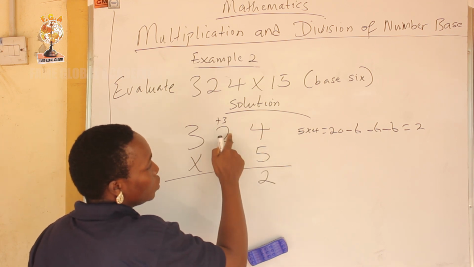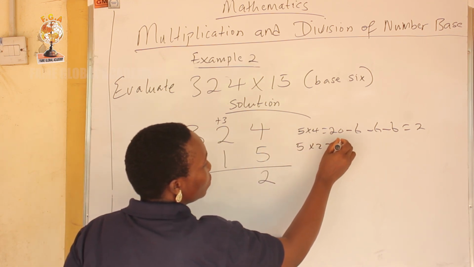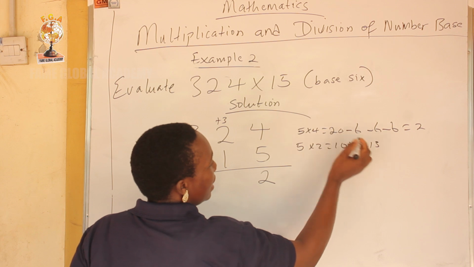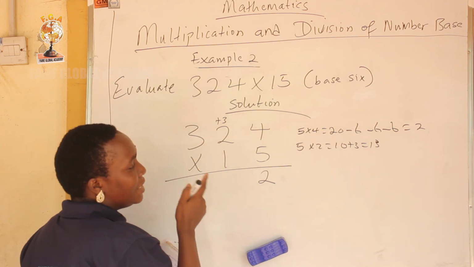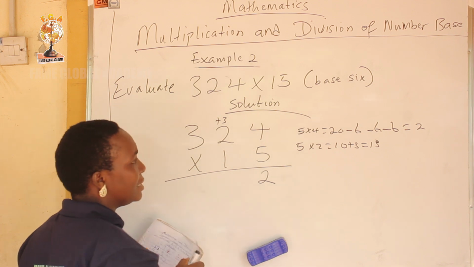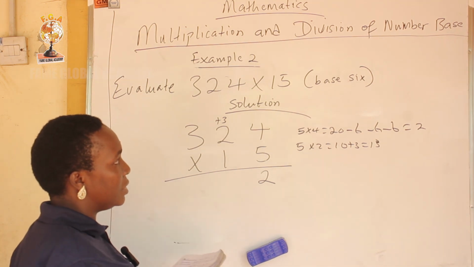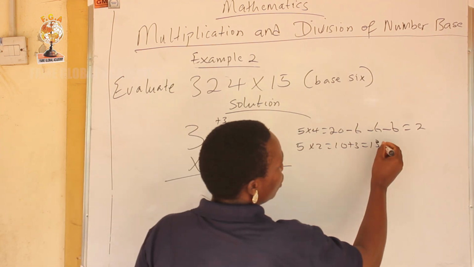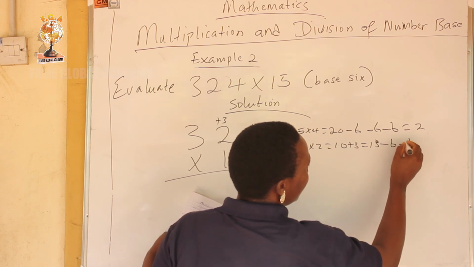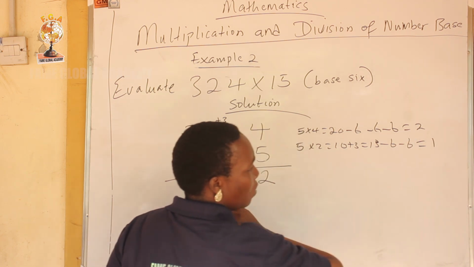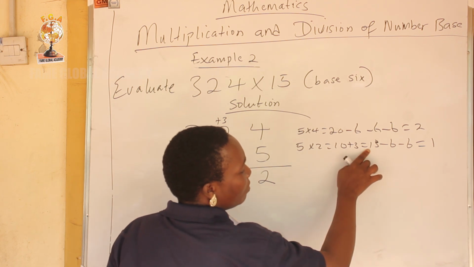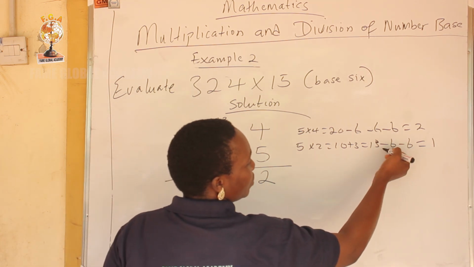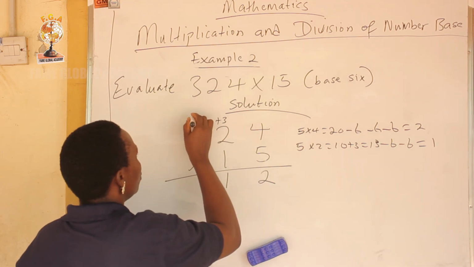This is 5 times 2. 5 times 2, the answer is what? 10. Plus this 3 that we added from the other one, that will give us 13. Now, how many times are we going to subtract 6, because we are working in base 6? I think twice, because if we subtract once, it will still be bigger. We subtract again, 6 plus 6 is 12. 13 minus 12 will give us 1. So our answer here is 1. Now, how many times did you subtract 6? 2 times. So here will be plus 2.